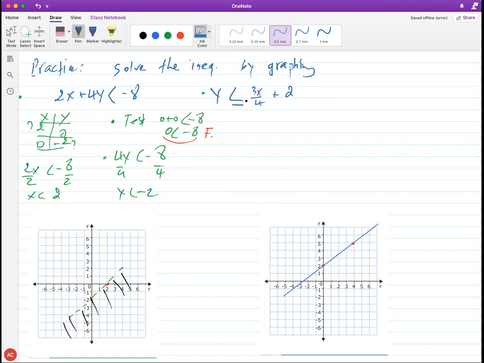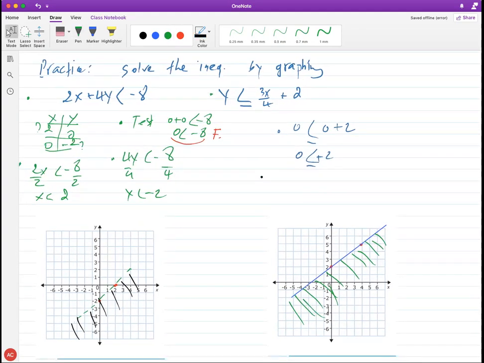It would be 0 less than or equal to 0 plus 2, which is true. 0 is in fact less than 2. That means this point belongs to the good side, so we're going to shade this side. Any other point from here would be good. So the solution here is the line itself, the solid line, and anything below that. For the other one, the line is not part of the solution. The points on the line are not part of the solution. Anything below that is a solution.